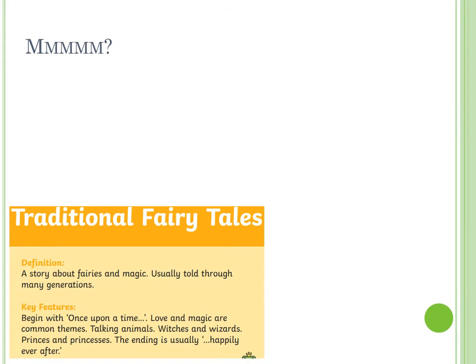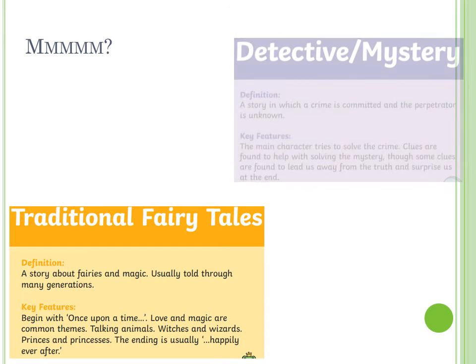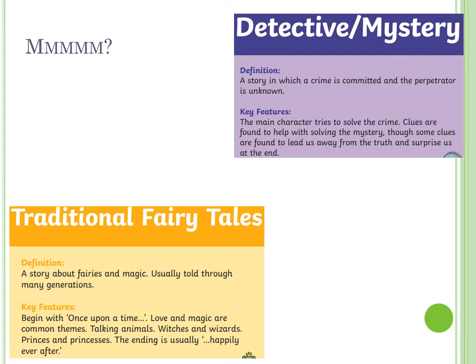Let's have a look at these. A fairy tale. Does it start with that once upon a time? Have we got talking animals? Do we have that happy ending? Is it a detective or mystery story? A crime's been committed. We need to find the answer. I don't think so.